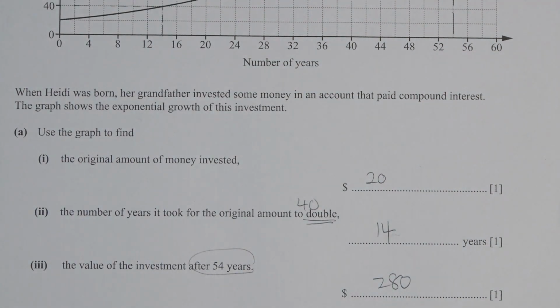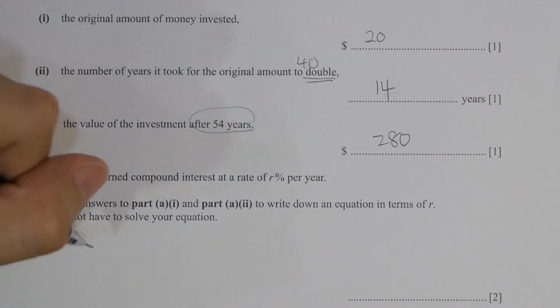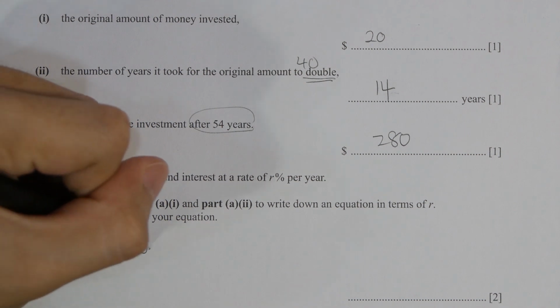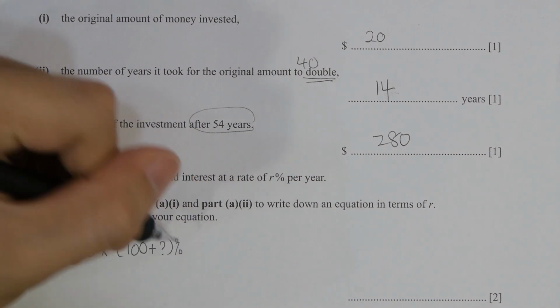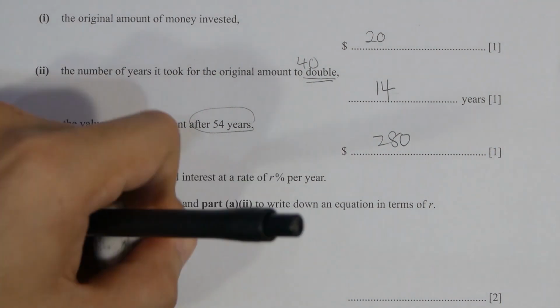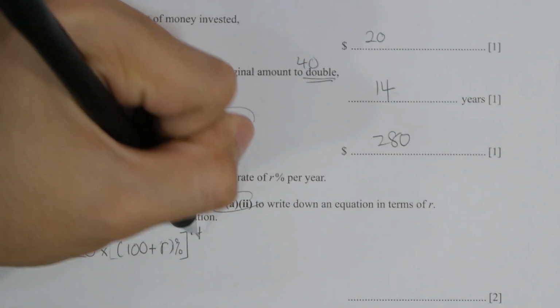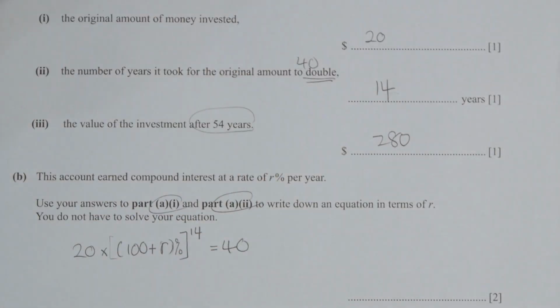Part B, which is a tricky one. Use your information in part A, 1 and 2 to write down the equation in terms of R. So 20, which is the capital, times 100 plus R in brackets percent to the power of 14 years equals 40. The keyword here is do not solve the equation. Simply write down this formula, then you will secure the 2 marks over there.